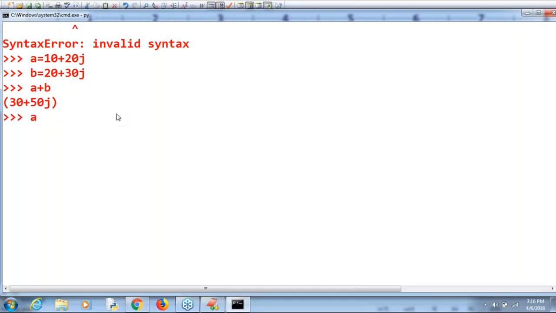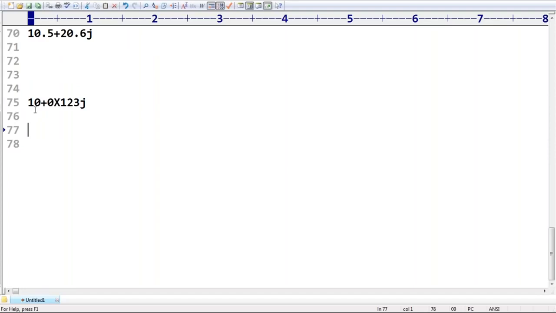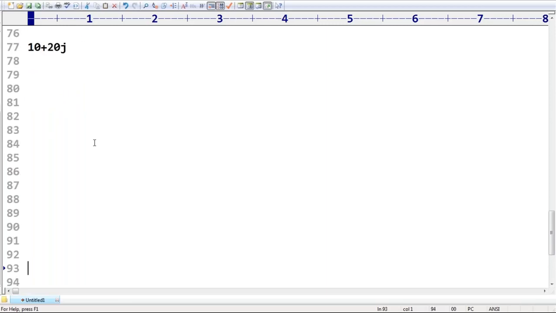So next, A minus B. Can you please observe? Minus 10, minus 10j is what we get by default. So we can apply plus, minus, these kind of operations on complex numbers, no problem. Next, the complex data type has inbuilt attributes to get the real value and the imaginary part.